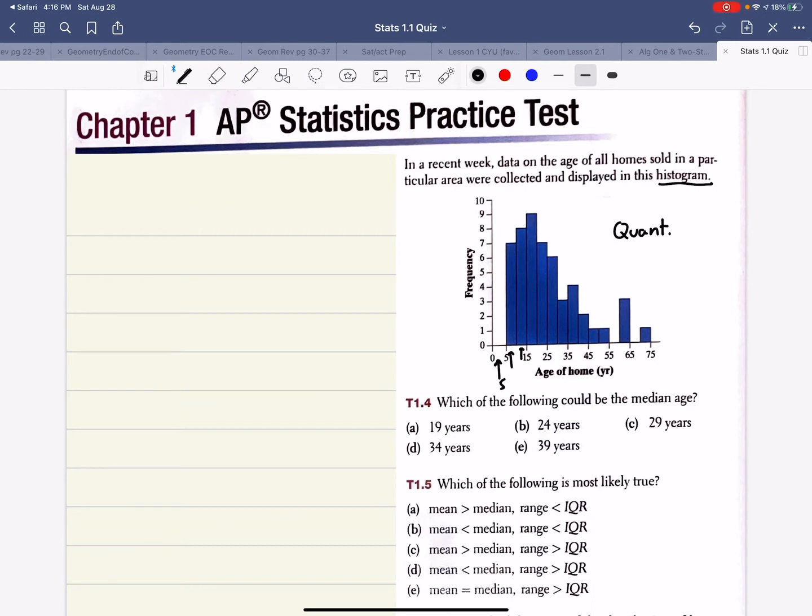All right, so we have to know how much data we have, just like we did in the last one. So let's count that up. So we have 7, 8, 9, 7, 6, 3, 4, 2, 1, 1, 3, 1. Right, so we have 15, 16, 10, 13, 2, 3, 4, 5, 6, 7, 8.